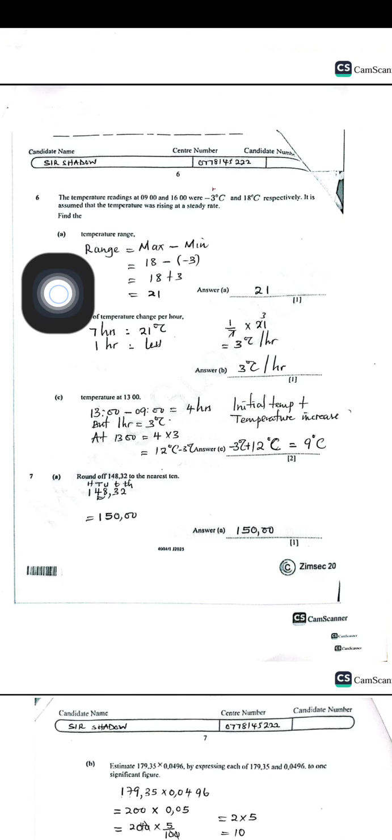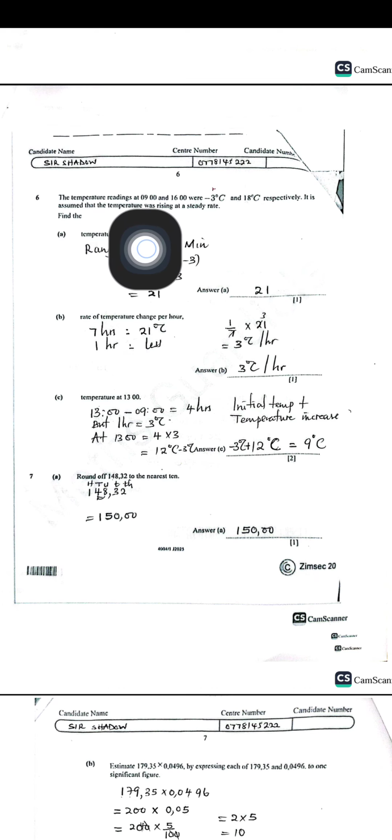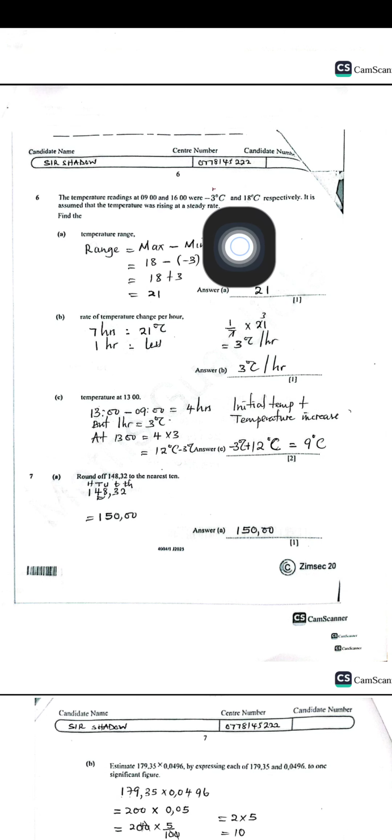All right, question number 6. Yes, we are given that the temperature readings at 0900 and 1600 were -3 degrees Celsius and 18 degrees Celsius respectively.